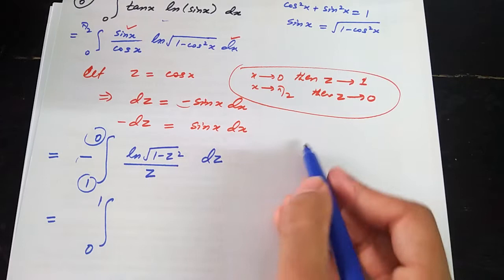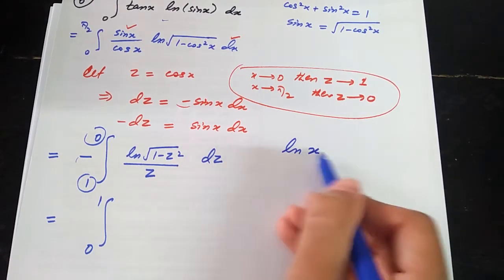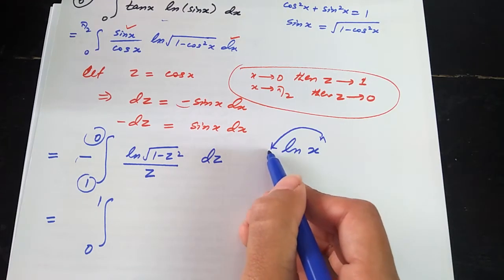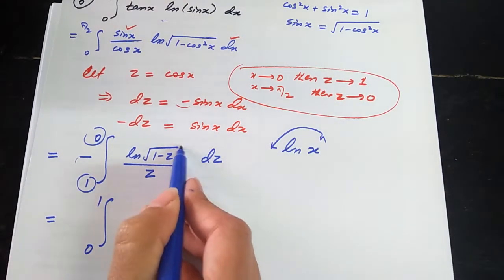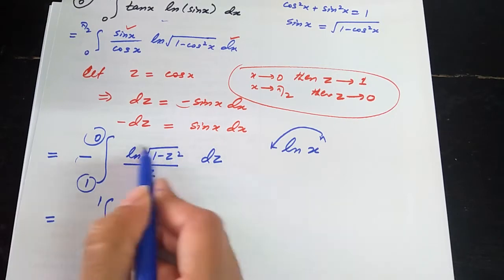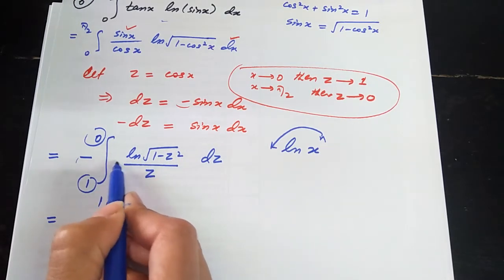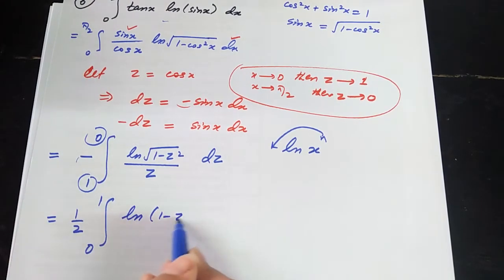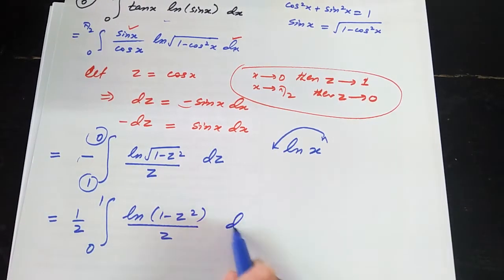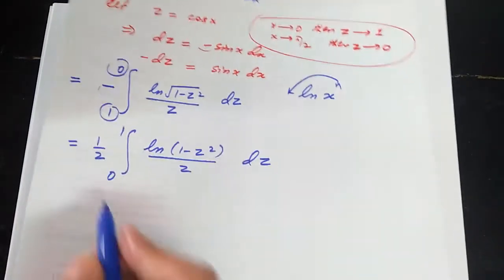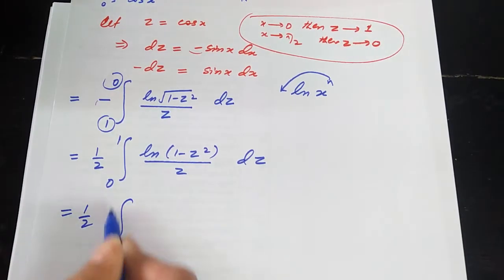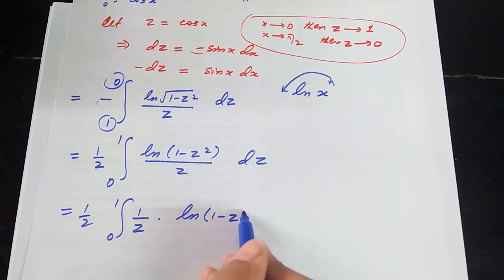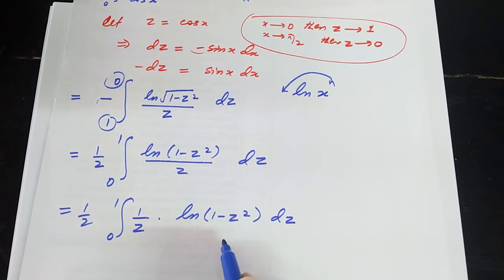And we know this is the property of ln. If we have ln of x raised to power n, this power can come down as the coefficient of ln. So the power here is 1 by 2. This 1 by 2 will be written as the coefficient of ln. So I have taken it outside. It will become ln of 1 minus z square over z dz. Now 1 by 2, integral from 0 to 1, of 1 over z into ln of 1 minus z square dz.